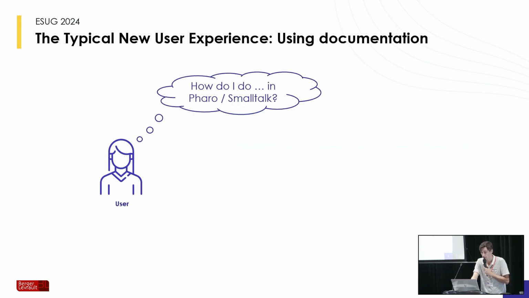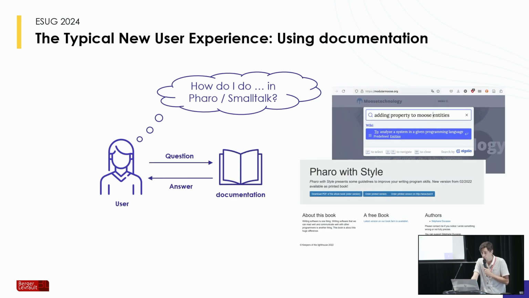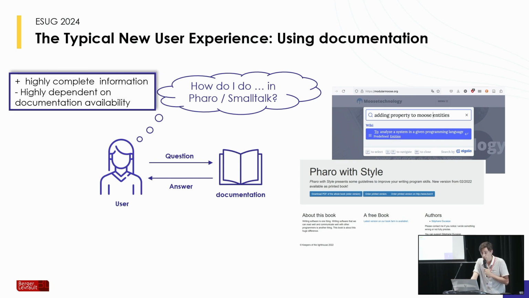So typically the user has an option. He can try using the documentation. At first, he can go online and look at the resources. We have several resources online. A lot of the community provides documentation, books on how to use Pharo, how to use Smalltalk, and in general, just object-oriented programming. This is pretty useful. It's highly complete information. It allows the user to learn a lot about how everything works, but it's highly dependent on the user's expertise in learning a new programming language, and also dependent on the documentation's availability or ease of use.